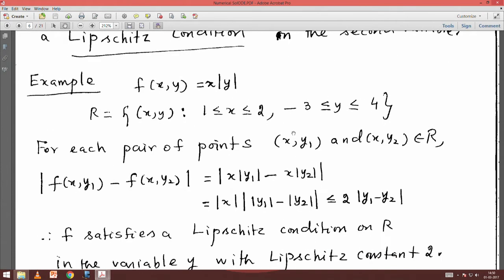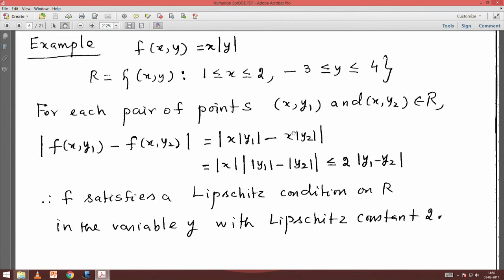So, let us consider an example. Suppose I have an initial value problem, dy/dx = f(x, y), and y at some a is given to be y naught, where f(x, y) = x|y|. And let the rectangle R be the set of all (x, y) such that x lies between 1 and 2 and y lies between -3 and 4. So, the function is continuous in this rectangle, that is clear.